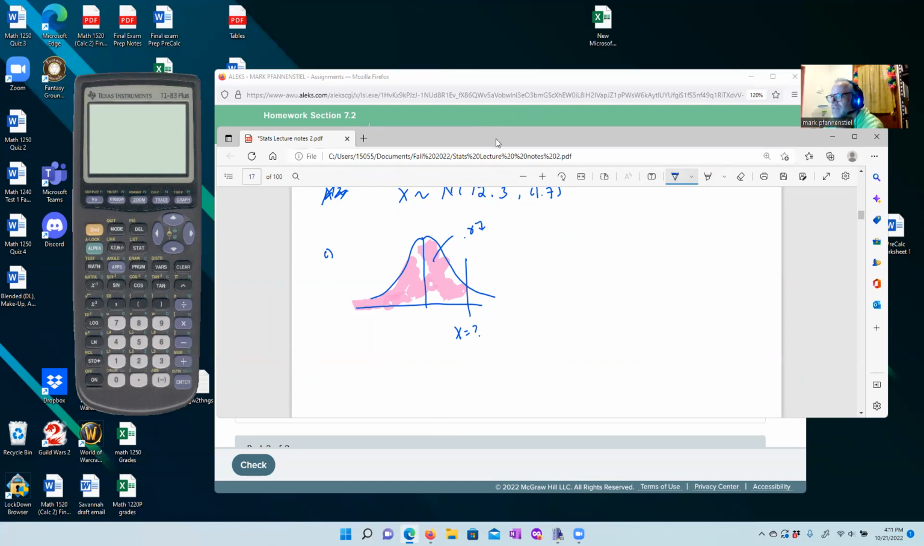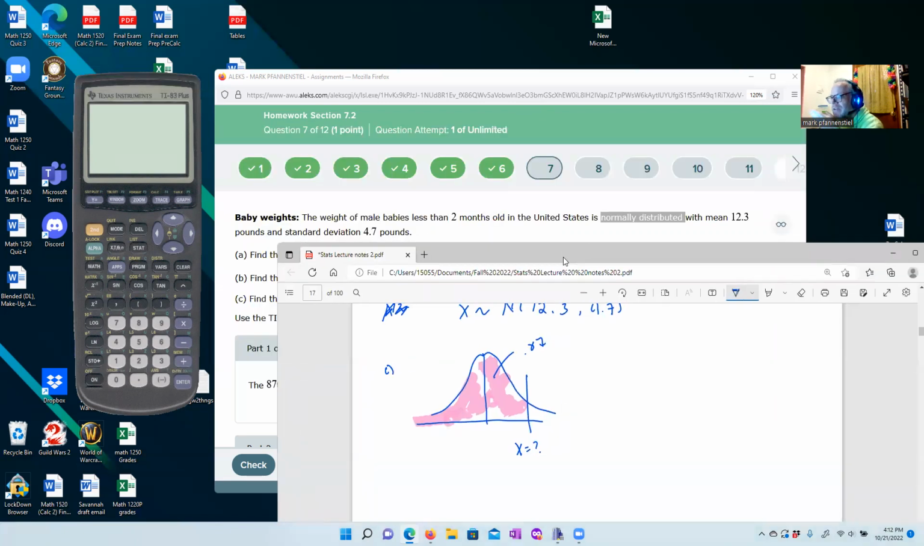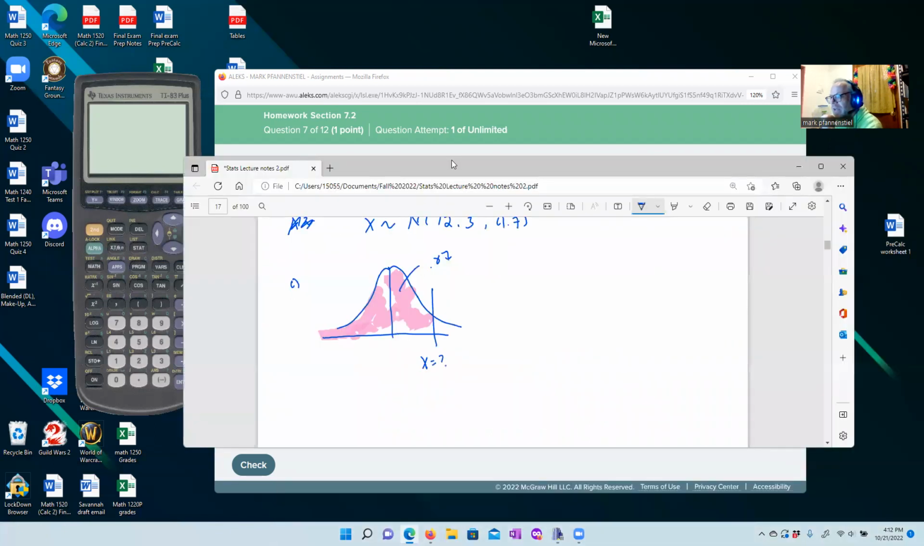So notice what they give us here. Contrast this to other problems in this section. Normally they say, what is the probability that a baby is going to be more than 16 pounds, or more than 17 pounds, or more than 12 pounds. In this case, they're saying, what's the 87th percentile? What weight gave us that percentage? That's how you know this is a norm inverse problem. To use norm inverse, we give it a probability, and then we need a mean and a standard deviation.